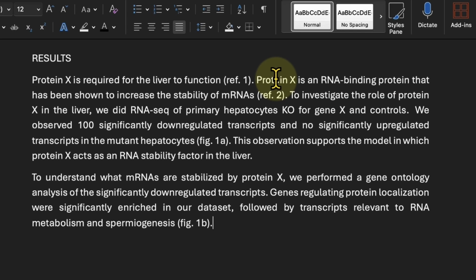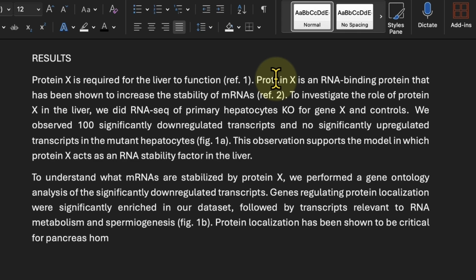And finally, we give a little conclusion here. But in the first sentence, we provide a little bit of background. So we say protein localization has been shown to be critical for pancreas homeostasis.